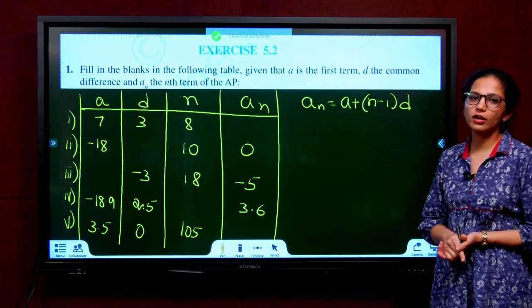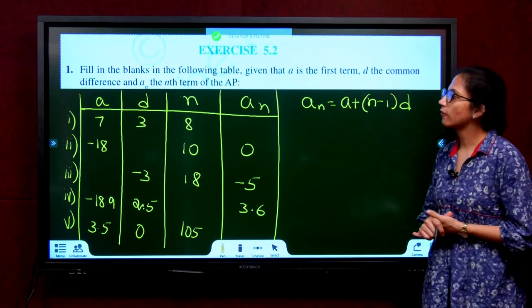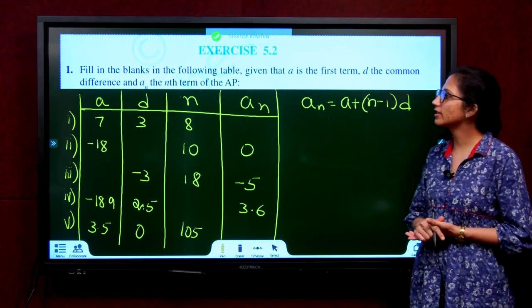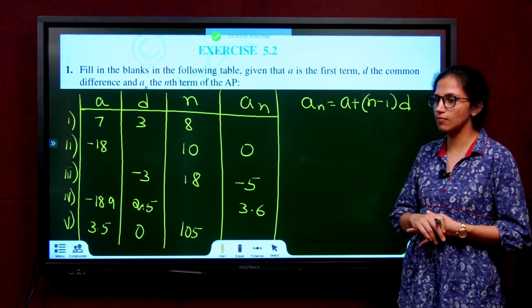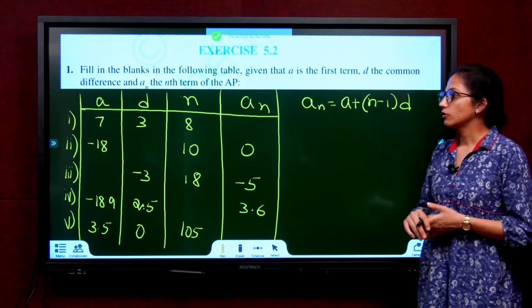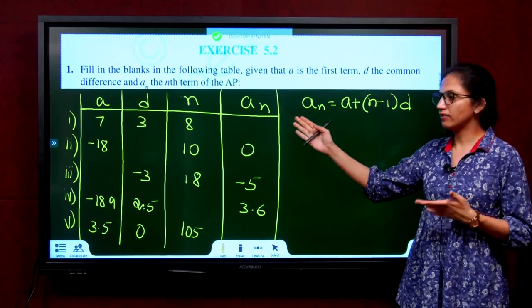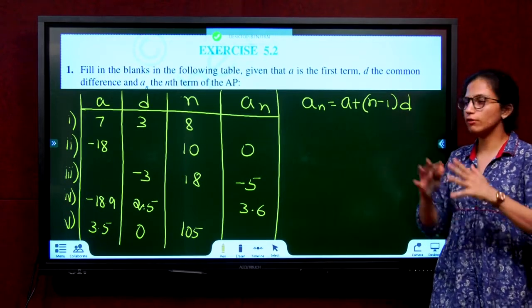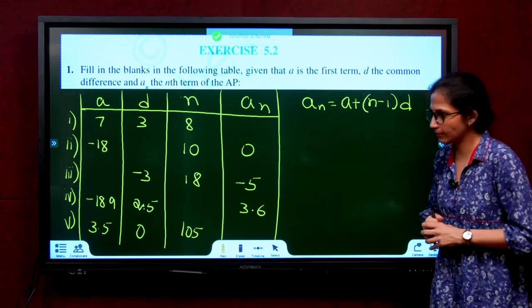Exercise 5.2, first question. Fill in the blanks in the following table given that A is the first term, D is the common difference and AN is the nth term of the AP. So they have given A, D, N and AN. We have only one formula for that: AN is equal to A plus N minus 1 into D. We will constantly use this to fill the table up.